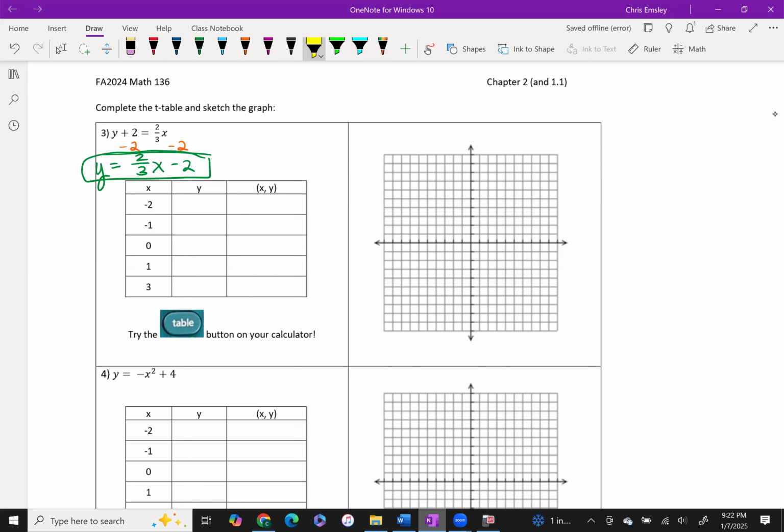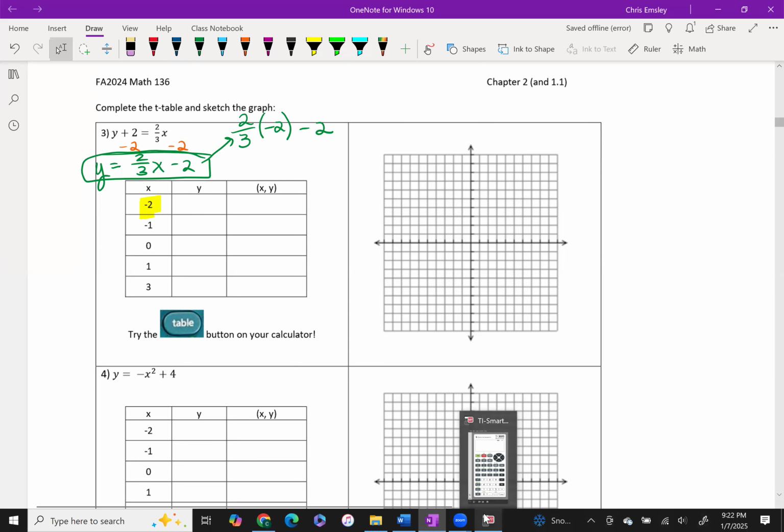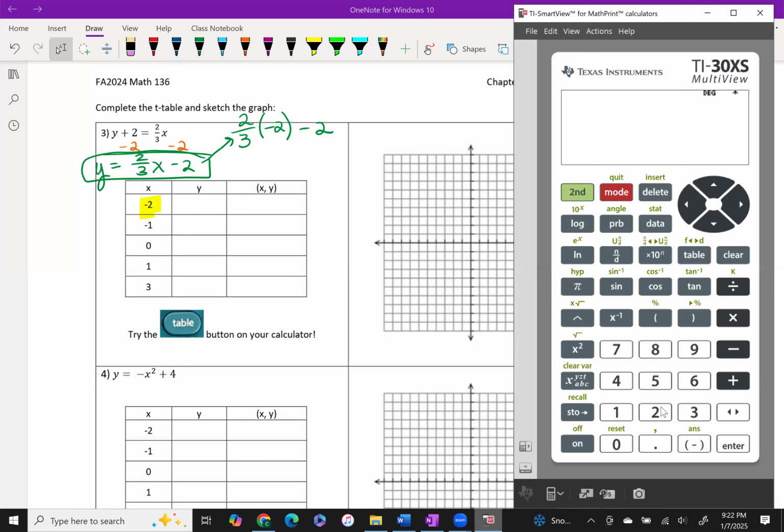So for this first one, for x equals -2, I take this equation, I have 2/3 times -2 minus 2. You can do this in your head. If you're not comfortable with fractions, grab your calculator. Our scientific calculators should have a fraction button of some sort. Ask your instructor if you need help with that. So there it is, 2/3 times -2 minus 2. Notice the negative and the minus, two different signs. So there's our answer, -10/3.